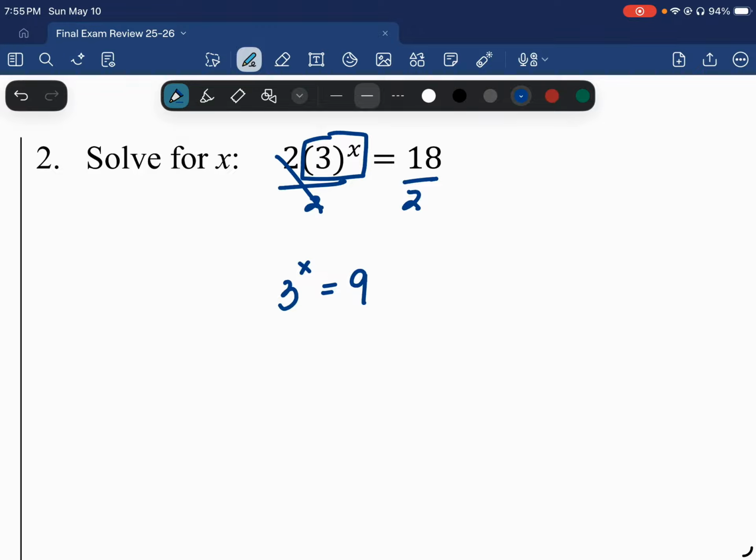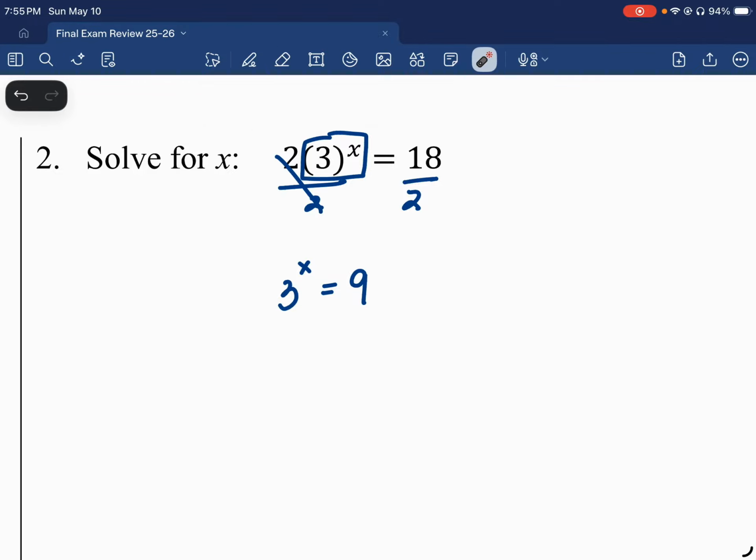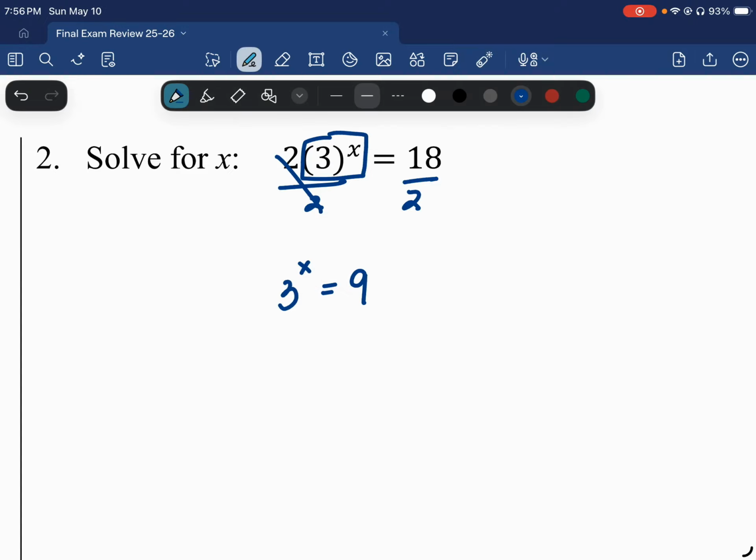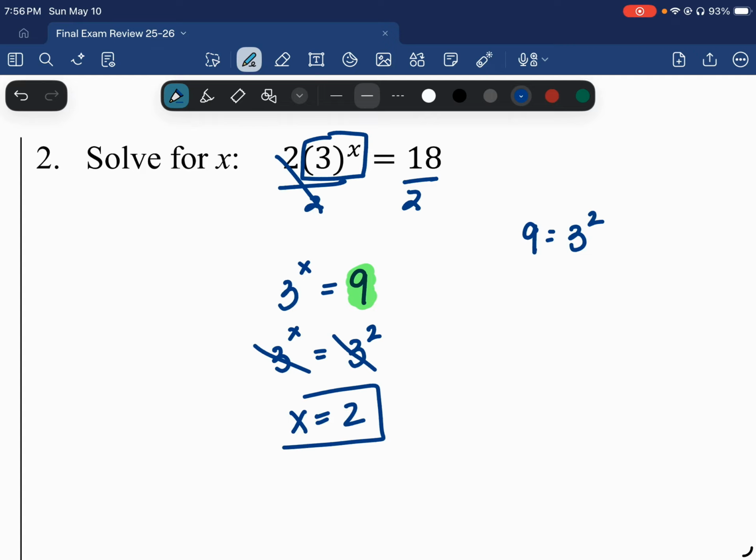Now in this case, you can change the bases like we did before, or we can just ask ourselves 3 to what power makes 9, and we all know that that's going to be a 2. So let's just do it like we did a minute ago and just check that it's a 2. We're going to rewrite 9 as 3 squared. So 3 to the x will be equal to 3 squared. And again, property of equality, we can ignore the bases, and we can say that x is equal to 2, just as predicted before.